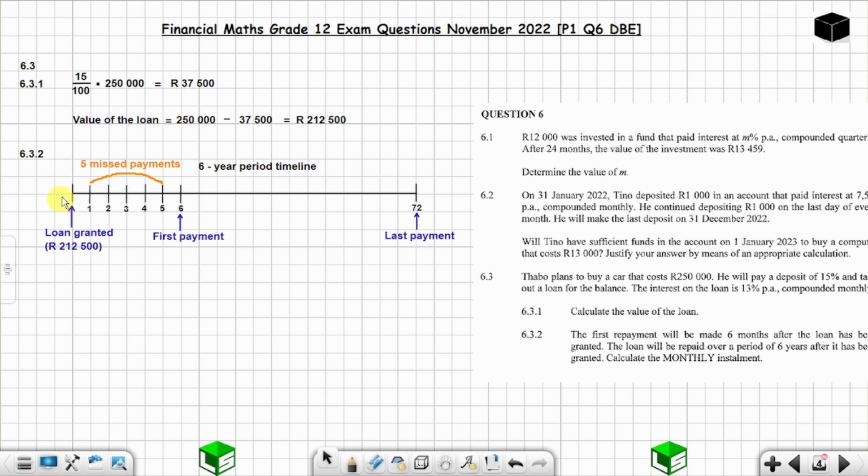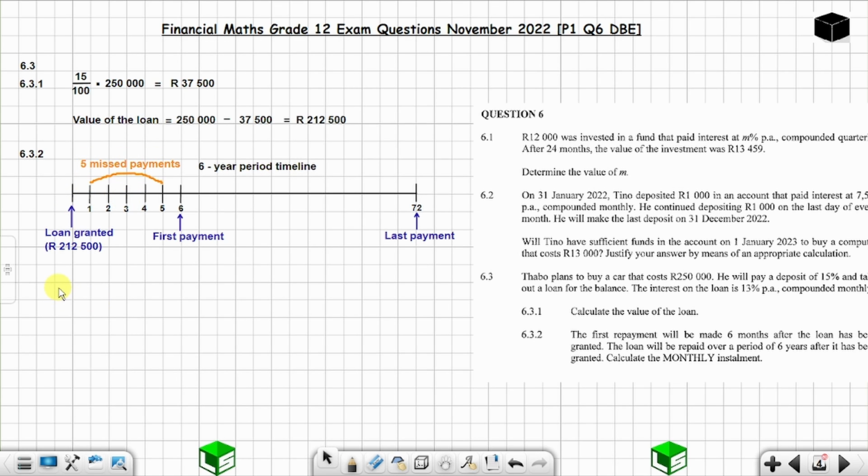The loan is granted there, and you have 5 payments missed, and on the sixth month you have your first payment. Instead of having it here, you have it here. So the value of the loan will not be the same because you have missed payments. The value of the loan will grow, using the compound interest formula, because 5 payments have been missed.